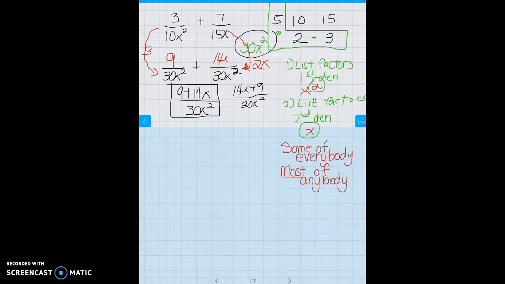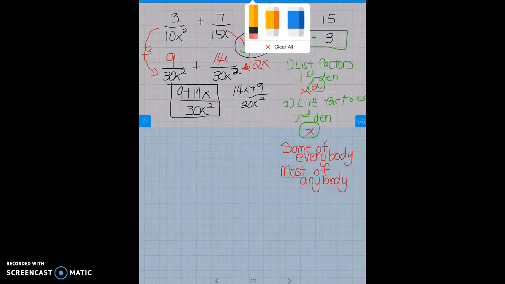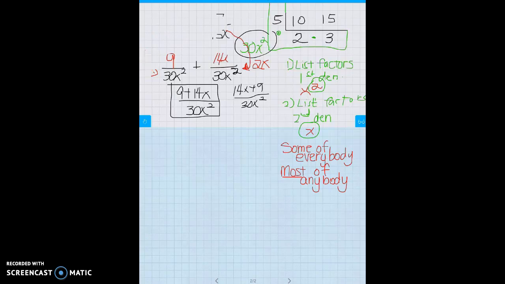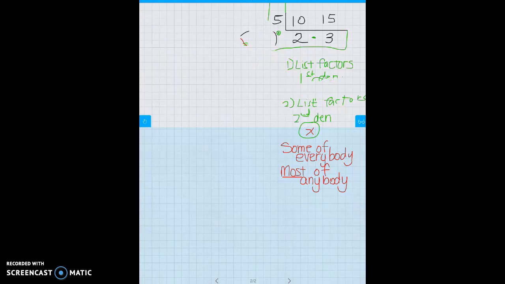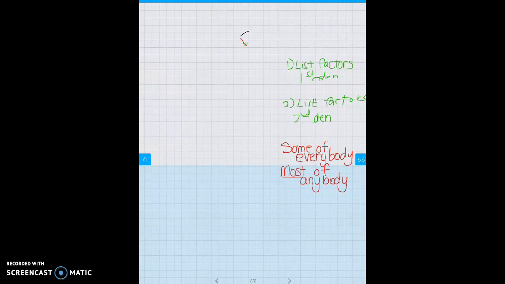Okay, so let's try another one. I'm going to leave my sum of everybody, but the most of anybody over there. Okay, and let's see if we can get another one going. I want to leave my listing my factors so we know what we're doing. Okay, so let's try x over x minus 3 plus x minus 1 over x plus 3.